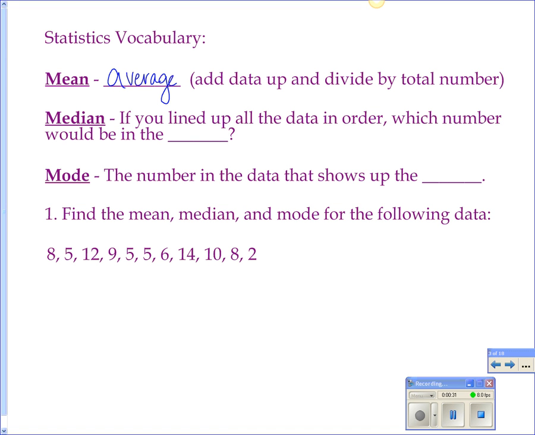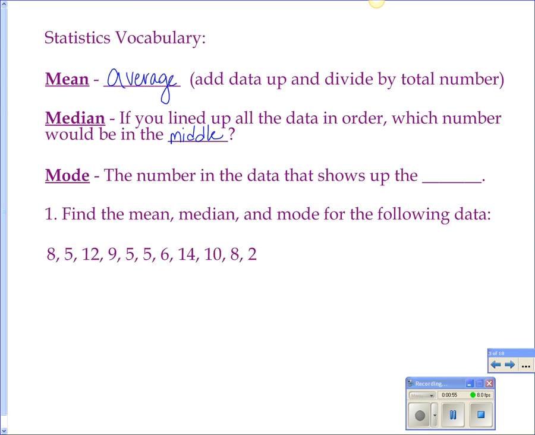The next word is the median. If you lined up all the data in order, which number would be in the middle? Good. The median is the middle. The way I remember that is, where is the median in the road? In the middle. The median is that concrete thing in the middle of the road that some of them have.